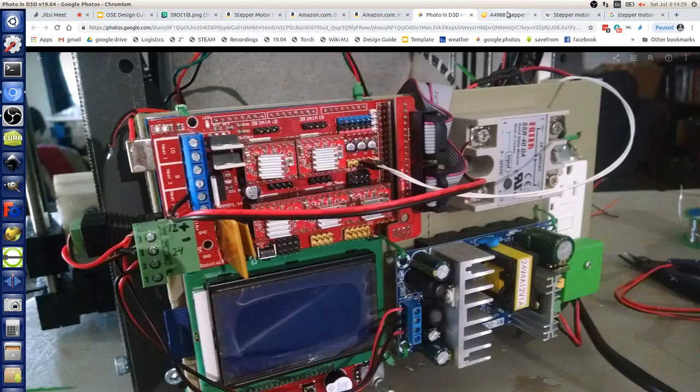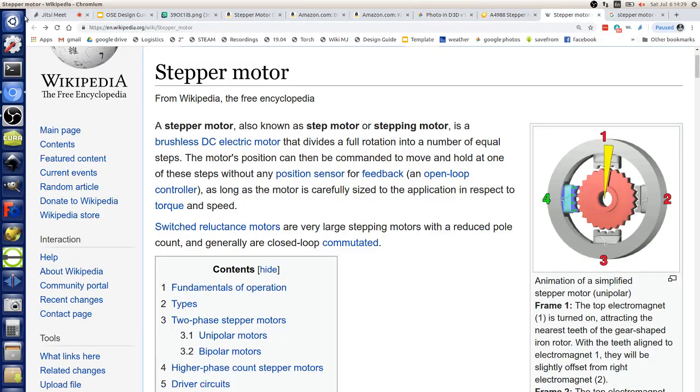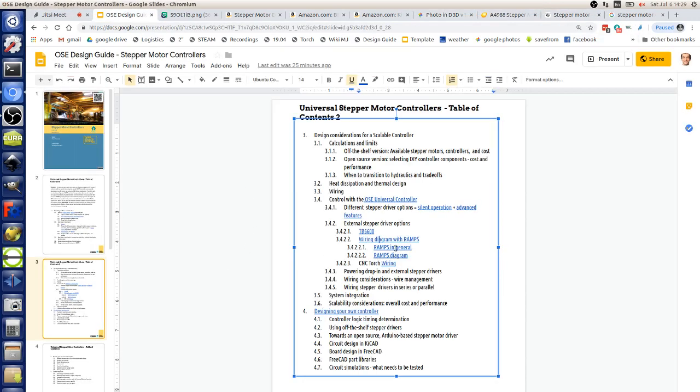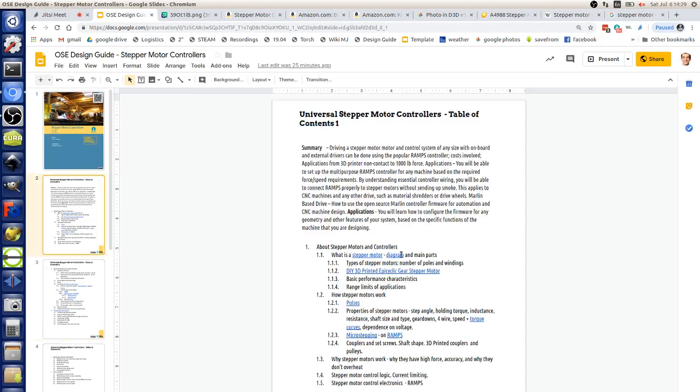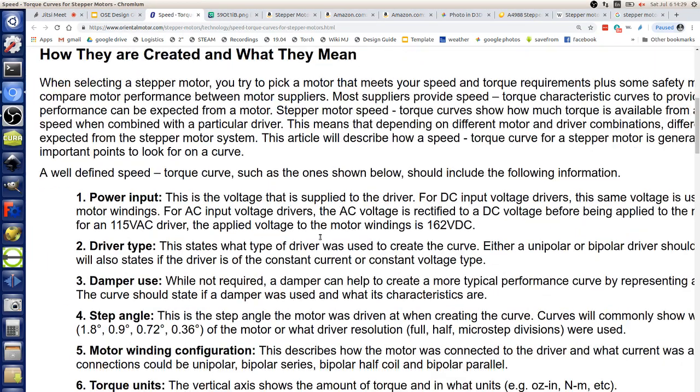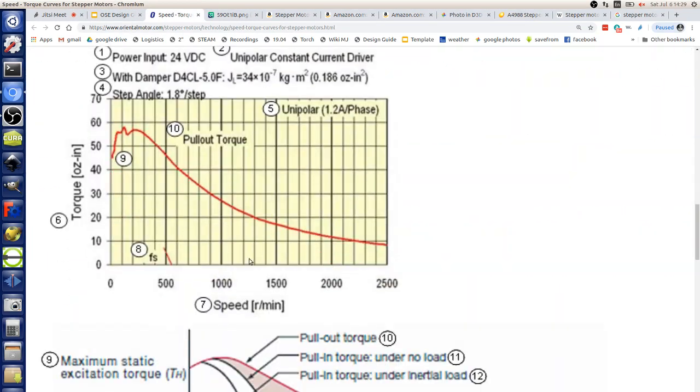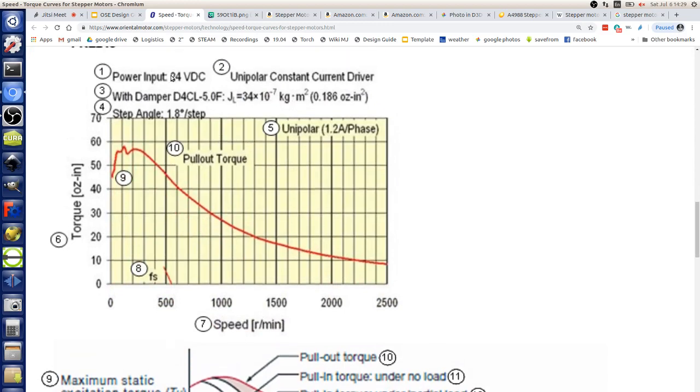So where we looked at a speed diagram, when we look at the torque curve, which refers to the effective speed of a stepper motor, this here would be at a particular voltage, like 24 volts DC.